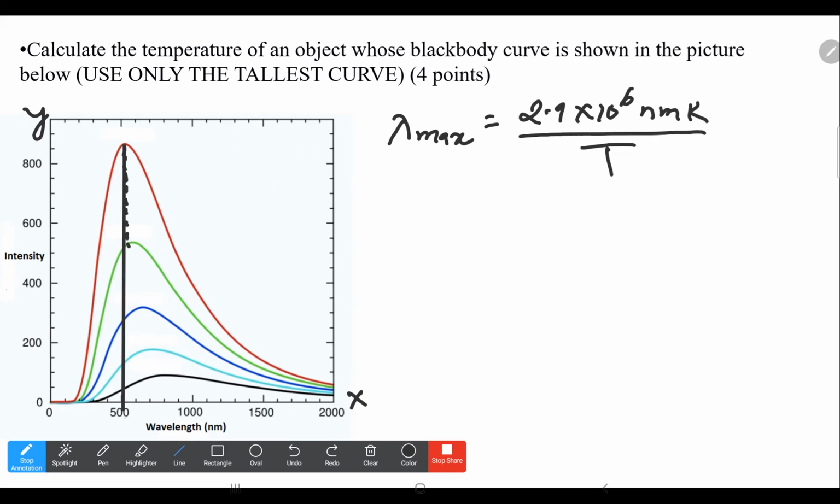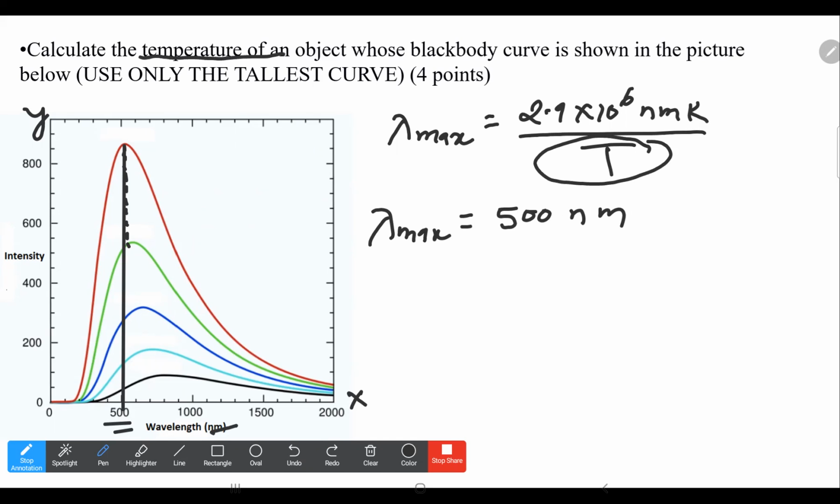So this line matches at 500 nanometer. So our lambda max from here is around 500 nanometer. Our target variable in this question is temperature. Calculate the temperature of an object, the black body. So temperature is equal to what?